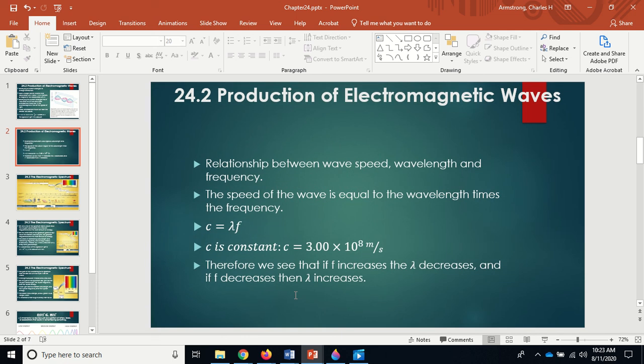Okay, production of electromagnetic waves. The relationship between wave speed, wavelength, and frequency. This is what the book goes into now. So the speed of a wave is equal to the wavelength times the frequency.